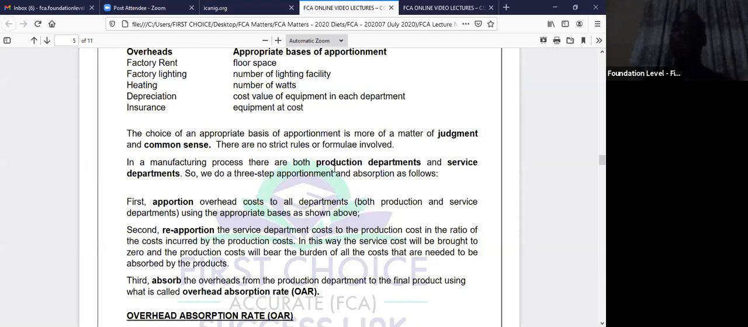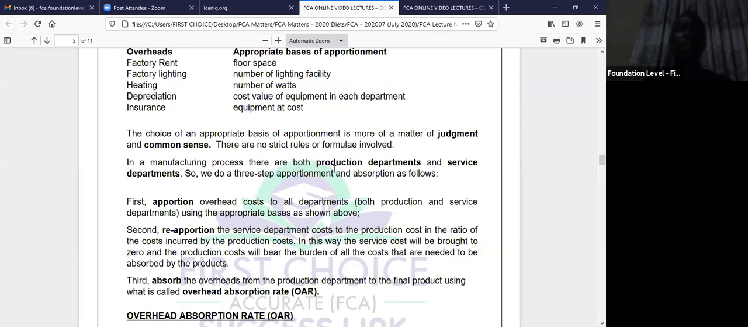Okay, when you say you apportion blame, you say, okay, you take more blame, you take part of the blame. All right? How do you measure who takes more blame? You have your judgment in appropriate basis of apportionment. So the same thing, you use that common sense judgment to say, okay, factory rent, instead of me sharing it equally, let me share it according to floor space. They bring the NEPA bill. You say, okay, how will I share it? Should I share it equally or should I use the number of lighting points? Anyone you use is a matter of judgment.